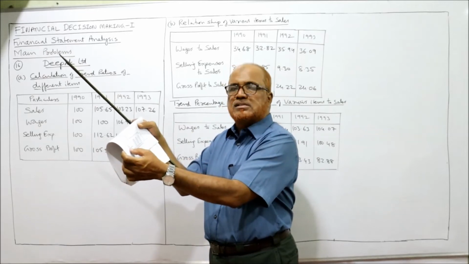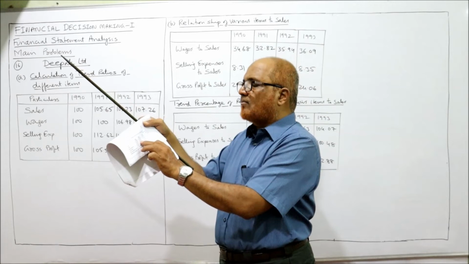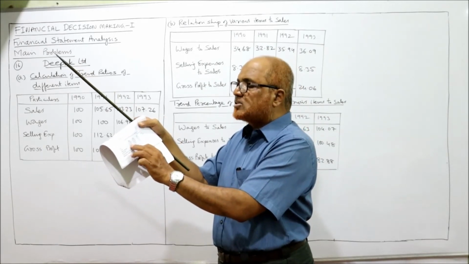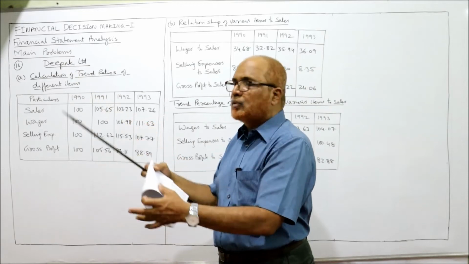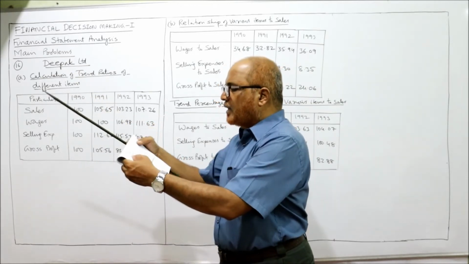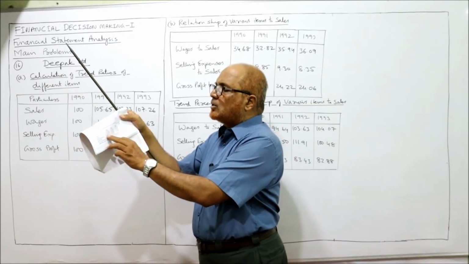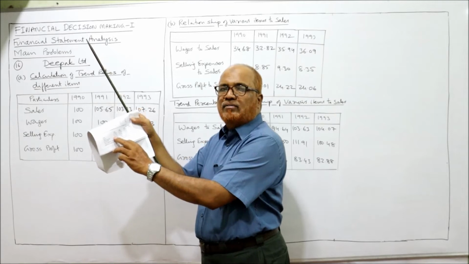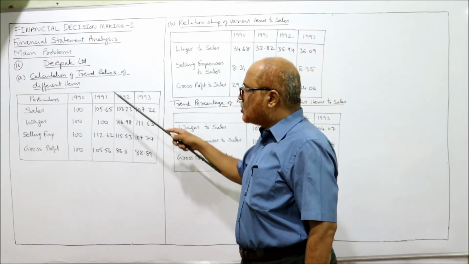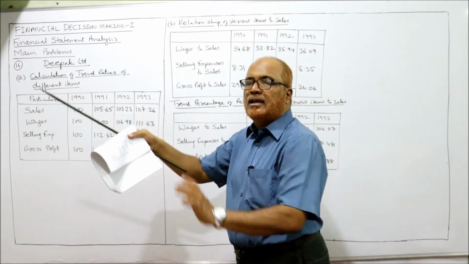Same rule for wages. The 1991 wages are 107,500. Or 1990 wages also same 107,500. So 100%. Right? Now 92 wages are 1,15,000. So 1,15,000 divided by 107,500 into 100, you will get 106.98. So these are the trend percentages of the values which are directly given.